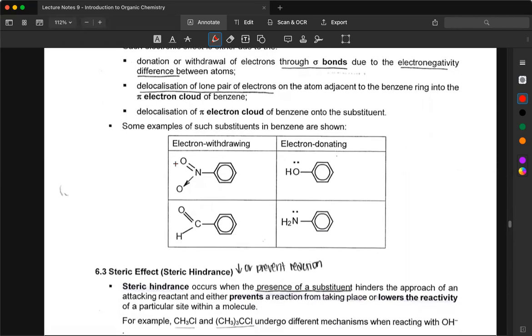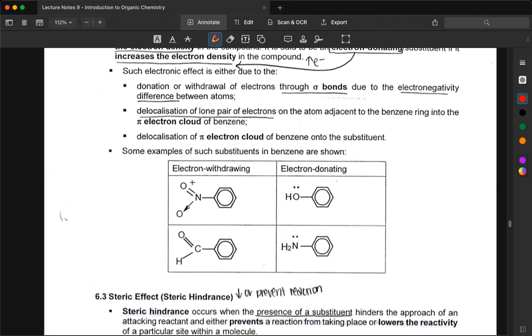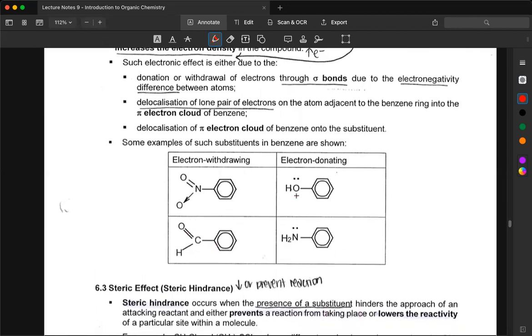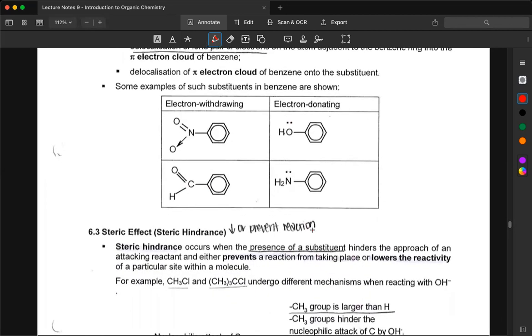So there are some examples of such substituents in benzene, like this one. O is more electronegative, so O is withdrawing electrons. And you have another one here. And also for electron donating, right? So this NO2 and this COH, they are actually withdrawing the electrons away from the benzene. But for these two, right, they are contributing electrons, so they are electron donating.